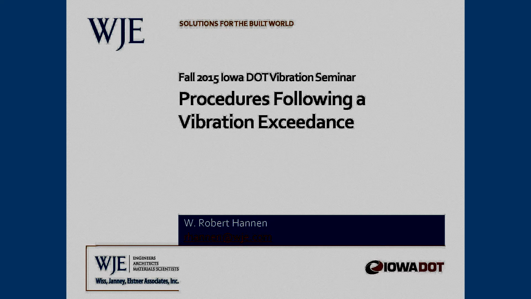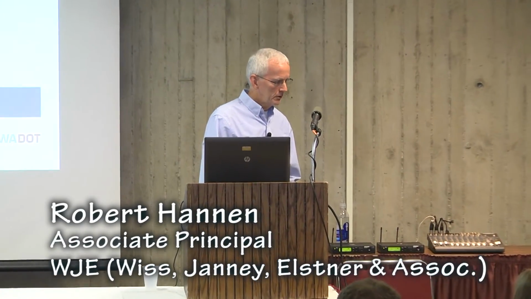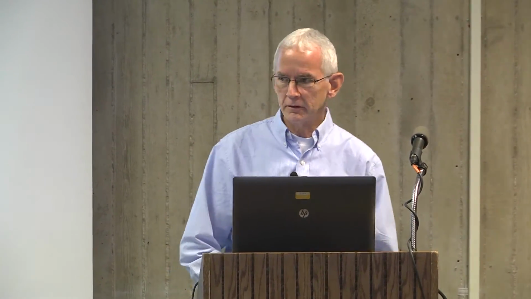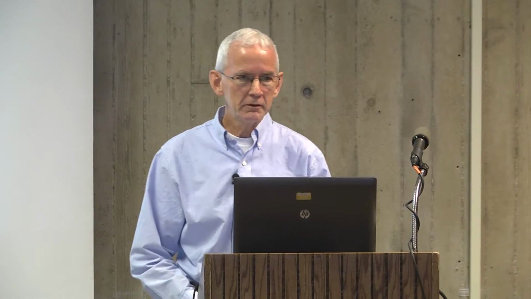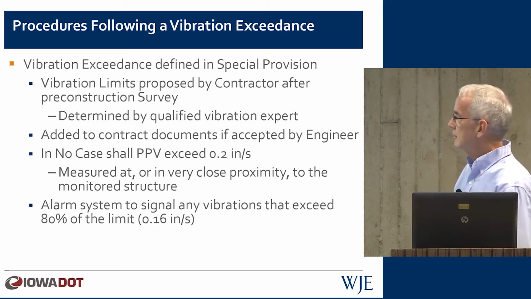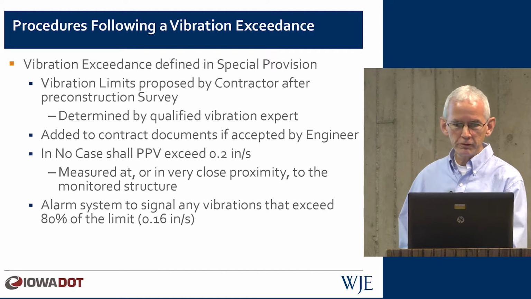The next item on the agenda is to discuss the procedures following a vibration exceedance, where, as far as defining what that exceedance is, typically because we set the trigger threshold at 80% of the allowable limit, you would get notified of a vibration event at some level that might or might not exceed the trigger threshold.